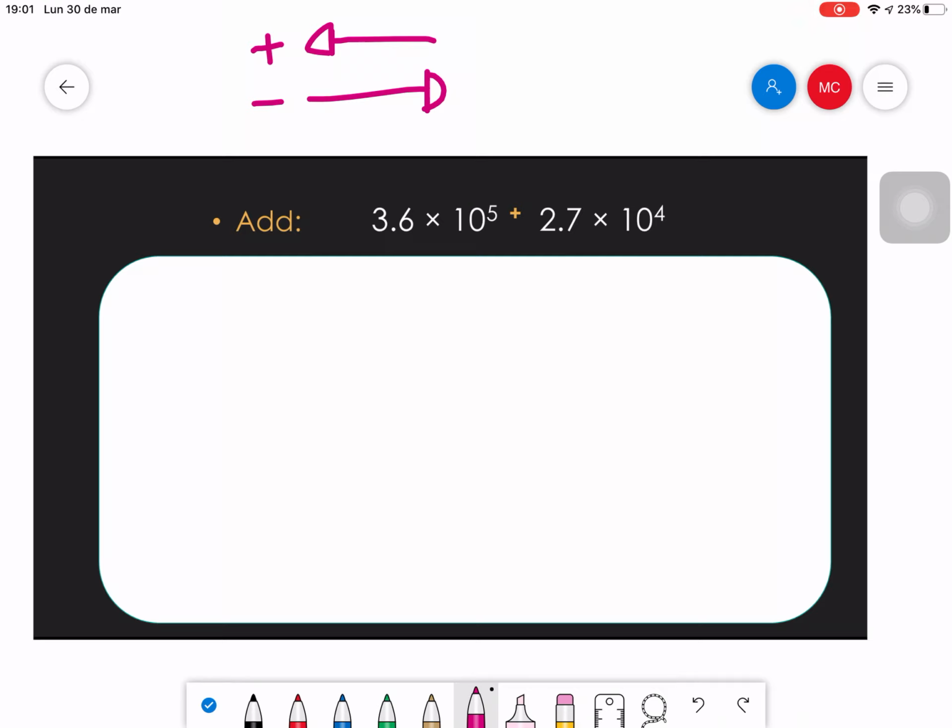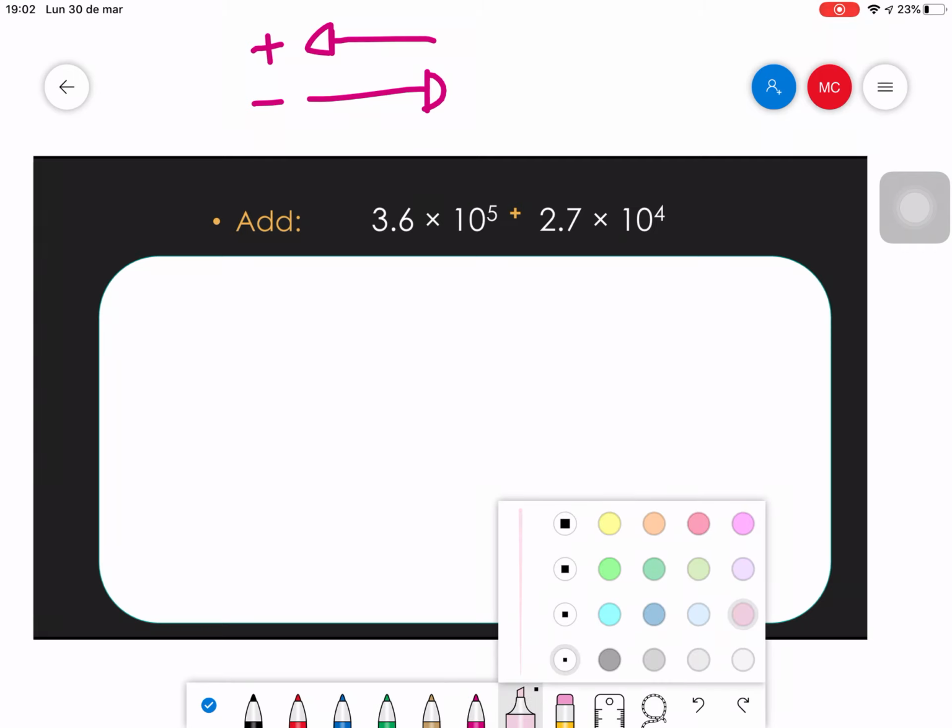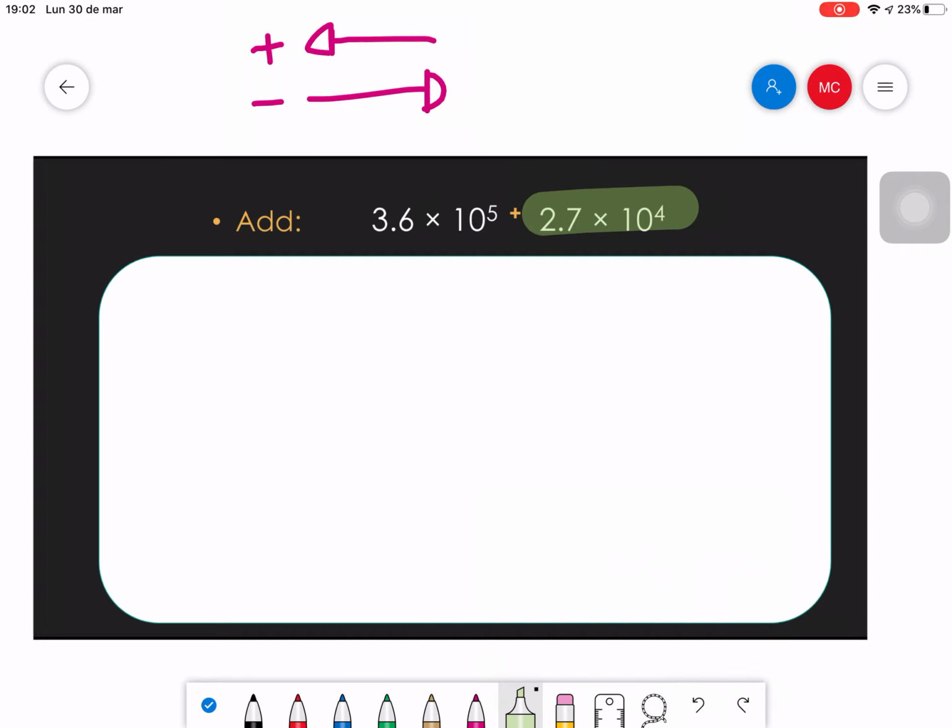So in this case, I need to check and decide which one has the smaller exponent. I'm changing colors. I need to identify the number with the smaller exponent, which is this one. Why? Because 4 is less than 5, so that one. And then I write it here, 2.7 times 10 to the 4th power.